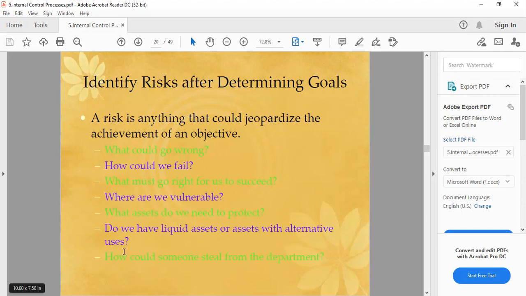Then we can ask these questions. So what could go wrong? What are the situations in which we could be wrong? Then as well as if we fail, what must go right for us to succeed?